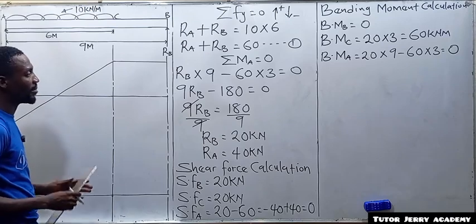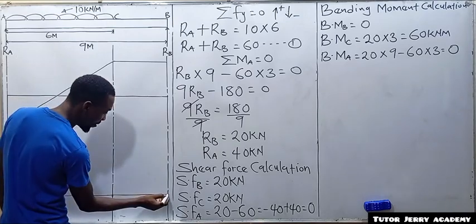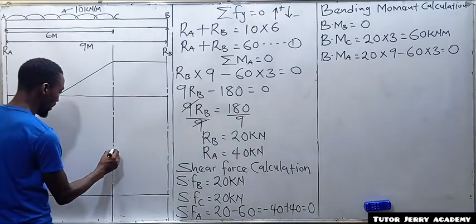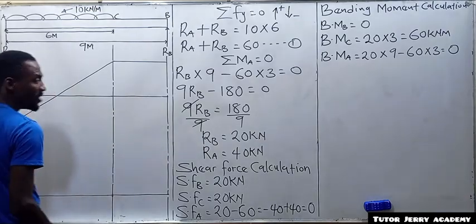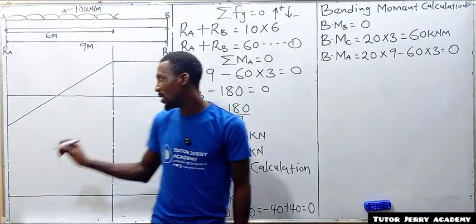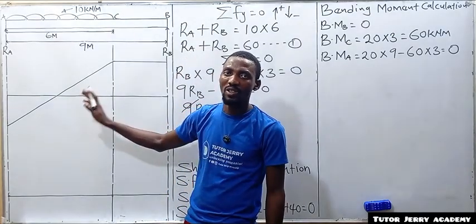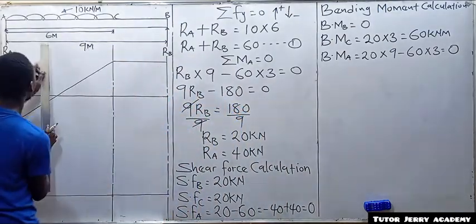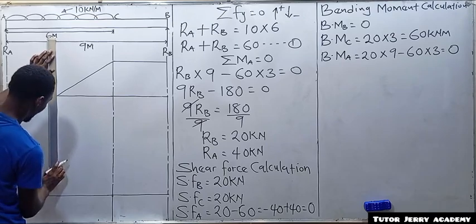So let's go for our bending moment diagram. The bending moment at point B is 0, and the bending moment at point C is 60. So let's take this to be 60. The bending moment at point A is 0, but mind you, we have our shear force here to be 0. At this point, shear force is 0, and anywhere shear force is 0, we are going to have maximum bending moment. So we are going to draw a straight line down here. That will help us to calculate our bending moment.